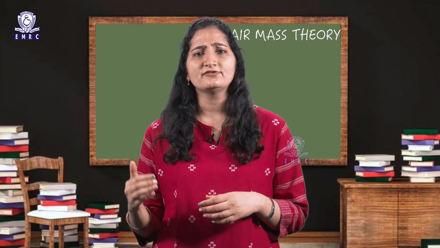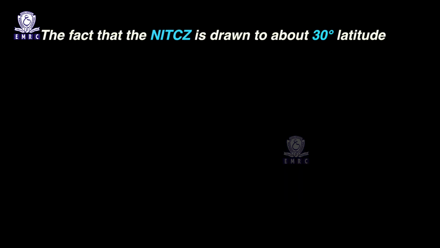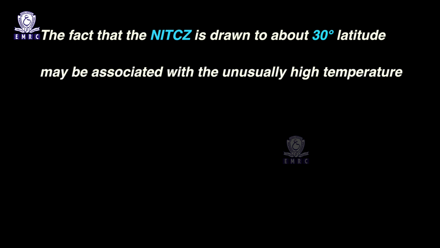The seasonal shift of the ITCZ has given the concept of the Northern Intertropical Convergence Zone in summer and the Southern Intertropical Convergence Zone in winter. The fact that the Northern Intertropical Zone is drawn to about 30-degree latitude may be associated with the unusually high temperature over North India.